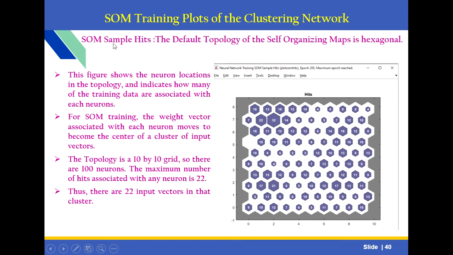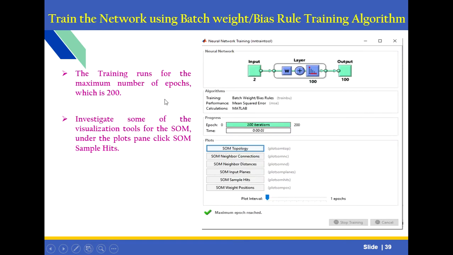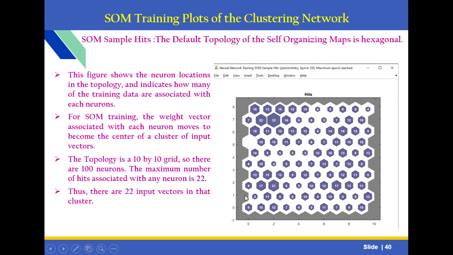This is SOM Sample Hits. It is available by clicking this one, SOM Sample Hits. You will get the hexagonal pattern. These hexagons are called neurons. The figure shows the neuron locations in the topology and indicates how many of the training data are associated with each neuron. I think there are 22 input vectors. Now numbers are indicated there. Here the maximum number of input vectors is 22.